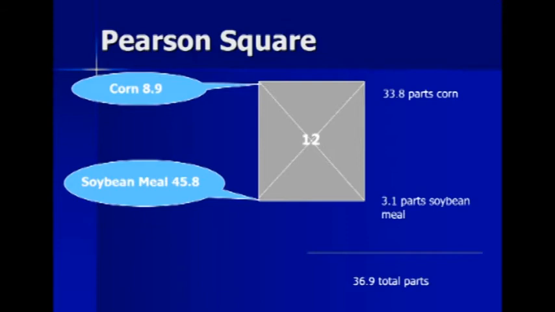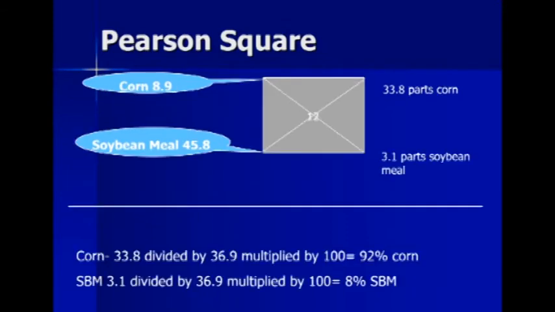So the better way is to convert it into 100 parts. So we can convert it because the total is 36.9. So out of 36.9, there are 33.8 parts of corn, right?